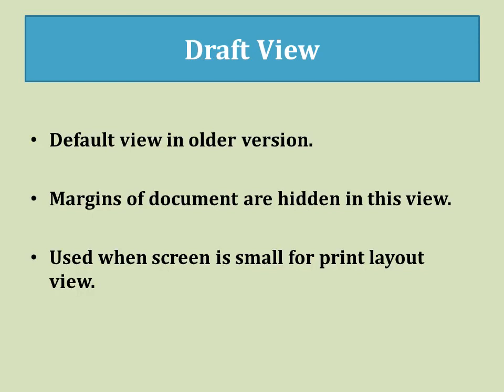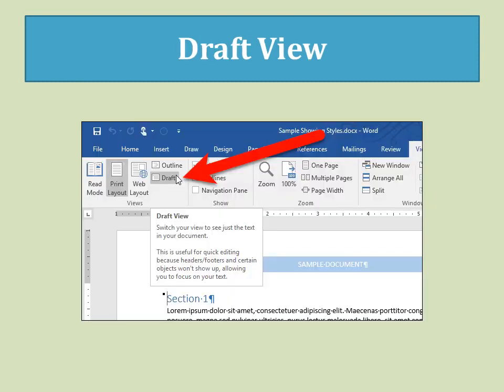The last is draft view. Draft view is basically the older version. It was the default view in older versions. When you apply the draft view, the margins of the document are hidden, and this view is majorly used when your screen is so small that you can't even apply the print layout view. To apply the draft view, you will follow the same procedure. In step 1, you will click on the View tab, and in step 2, you will click on Draft.